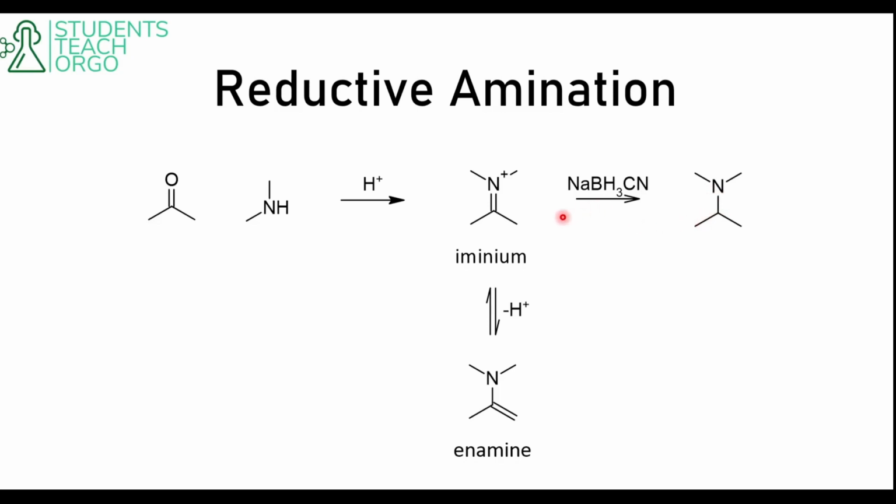I just want to stress that this occurs with the iminium ion. There's always an equilibrium between the iminium ion and the enamine, and this sodium cyanoborohydride reducing agent only reduces the iminium ion directly. If we reduce the iminium ion in solution, then the existing enamine has to turn back into the iminium ion in order to be reduced to the amine that we're trying to make.